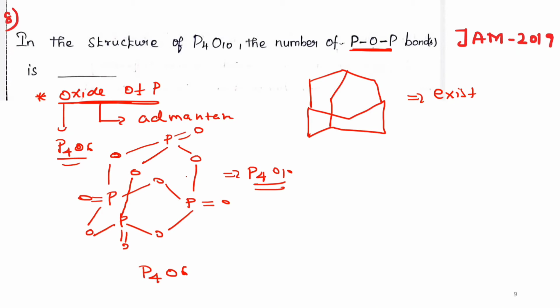Now count how many P-O-P bonds. 1 P-O-P and 2, right? 3. How many? You count. The answer is 6. We get 6 P-O-P bonds. Count the bonds, very simple. This is 1, this is 2, this is 3, this is 4, this is 5, this is 6. Total how many P-O-P bonds? 6 P-O-P bonds.